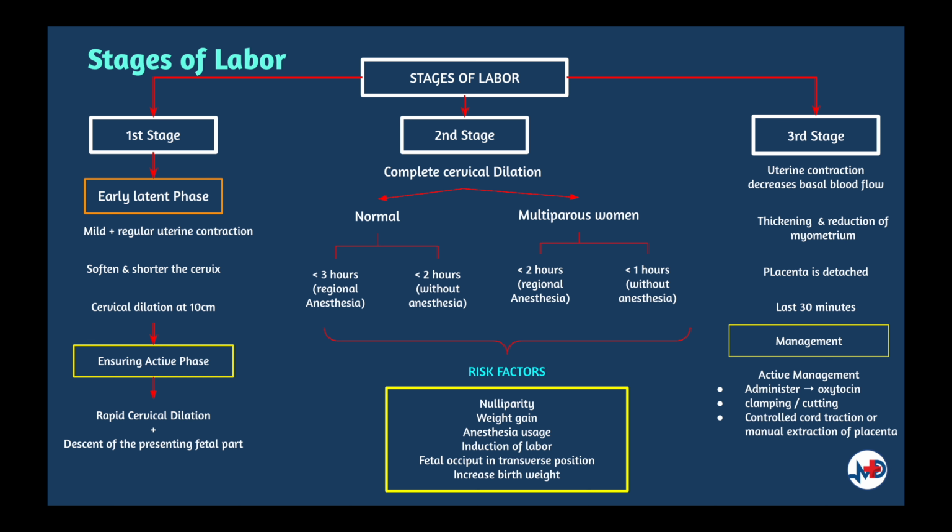In the early latent phase, it begins with mild, irregular uterine contractions that soften and shorten the cervix. The contractions become progressively more rhythmic and stronger. The ensuing active phase usually begins at about 3 to 4 centimeters of cervical dilatation and is characterized by rapid cervical dilatation and descent of the presenting fetal part. The first stage of labor ends with complete cervical dilatation at 10 centimeters.